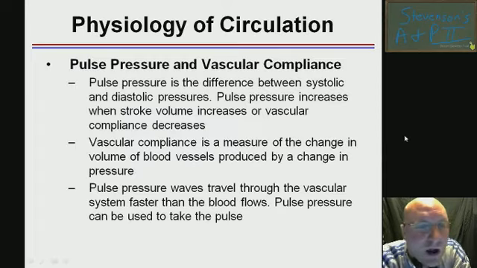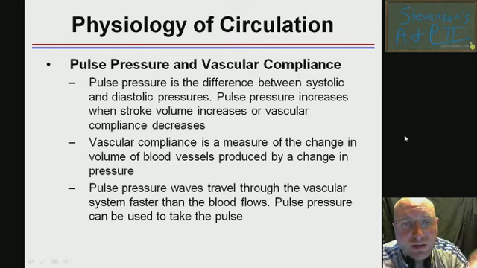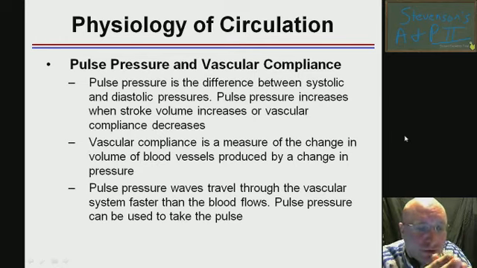Alright, physiology of the circulation. Pulse pressure and vascular compliance. Pulse pressure is the difference between the systolic and the diastolic pressure. So it's the pressure in between. Pulse pressure increases when the stroke volume increases or the vascular compliance decreases.